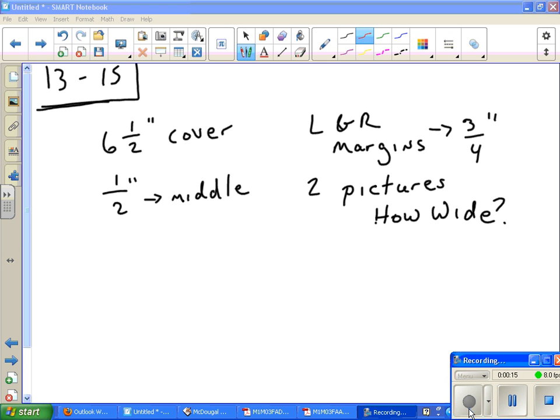You have a 6.5 inch cover when you're talking about the magazine, or the sports media guide. A half an inch between the two pictures they want you to put. The left and the right margins are both 3/4 of an inch. And you want to put two pictures and you want to find out how wide the two pictures are.